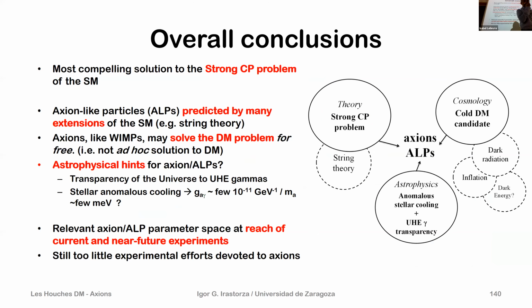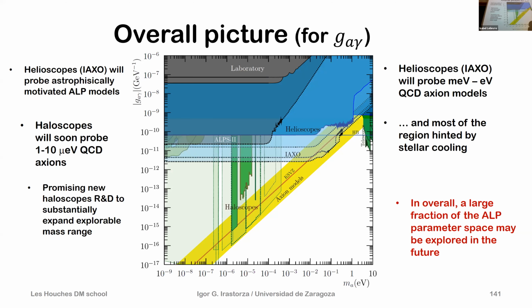And I think with this, I finished my course just on time. No, this is the same slide I showed at the very beginning to stress again my main message: I think axions are very well motivated, strongly motivated by theory, by cosmology, maybe also by physics. And as you have seen these days, a big fraction of the parameter space is within reach of experiments being proposed and being carried out. So it's an exciting field, and this is an overall picture.